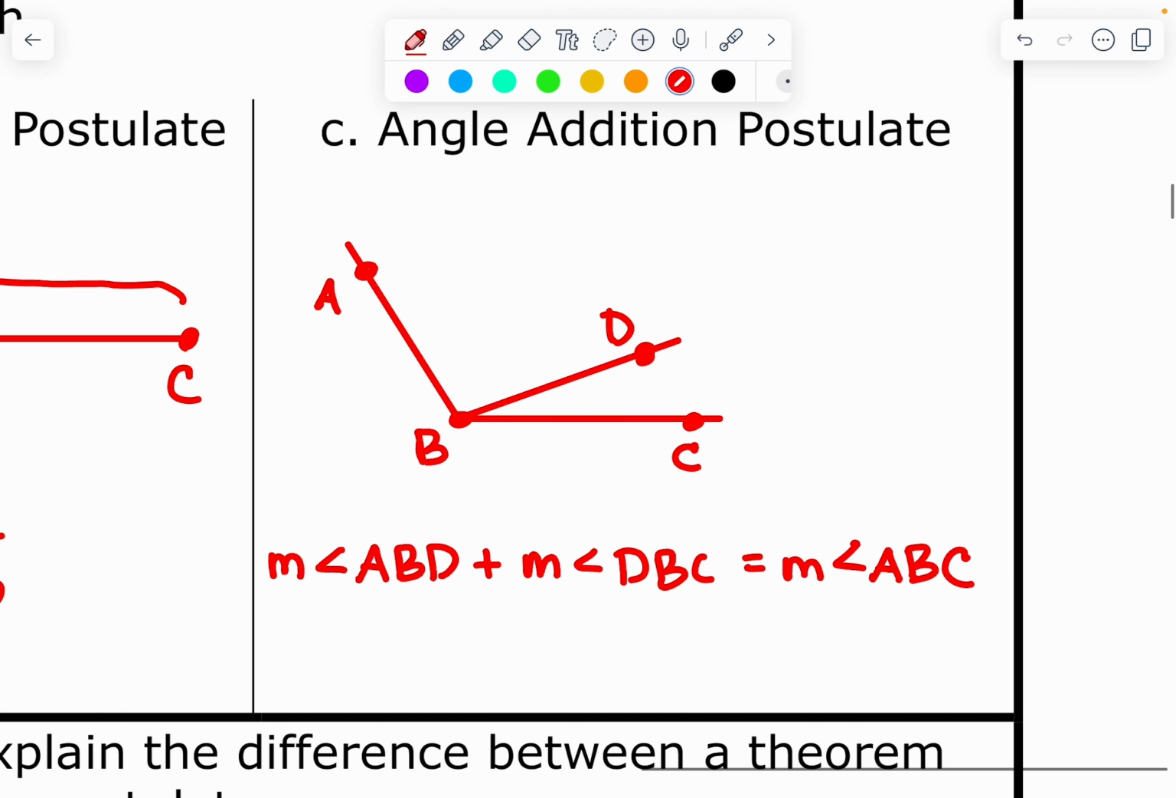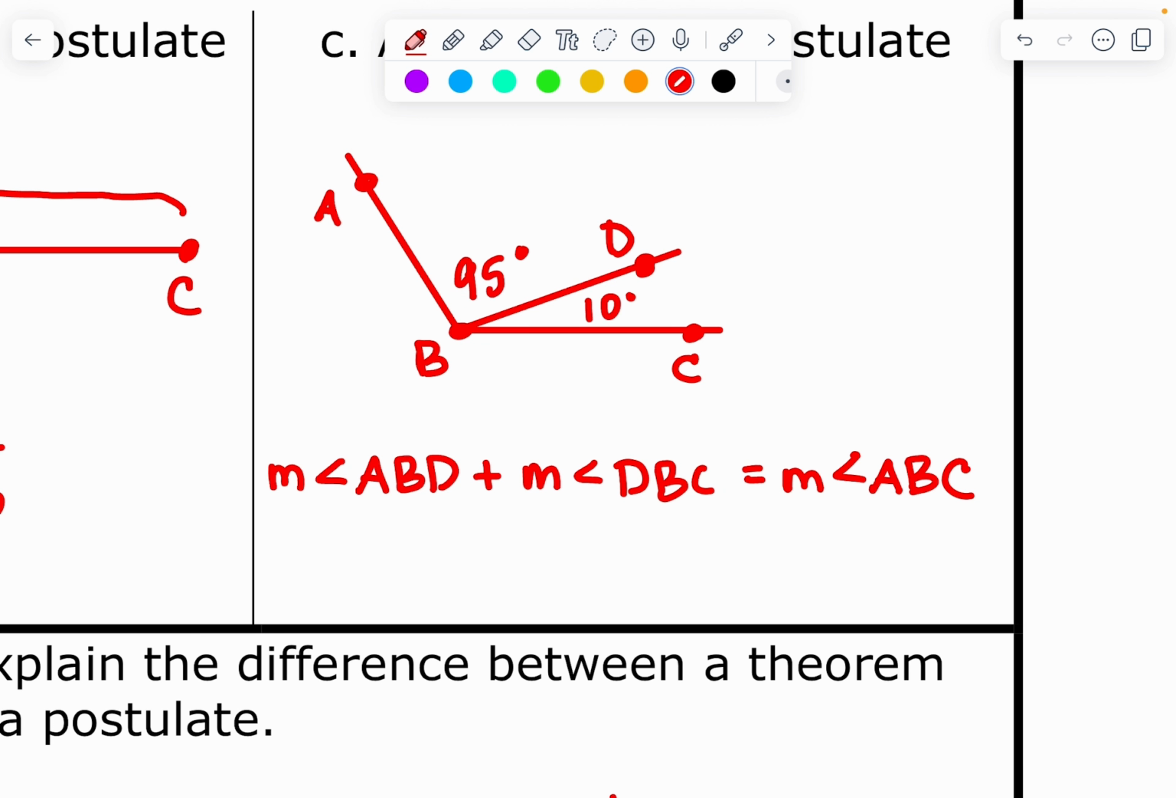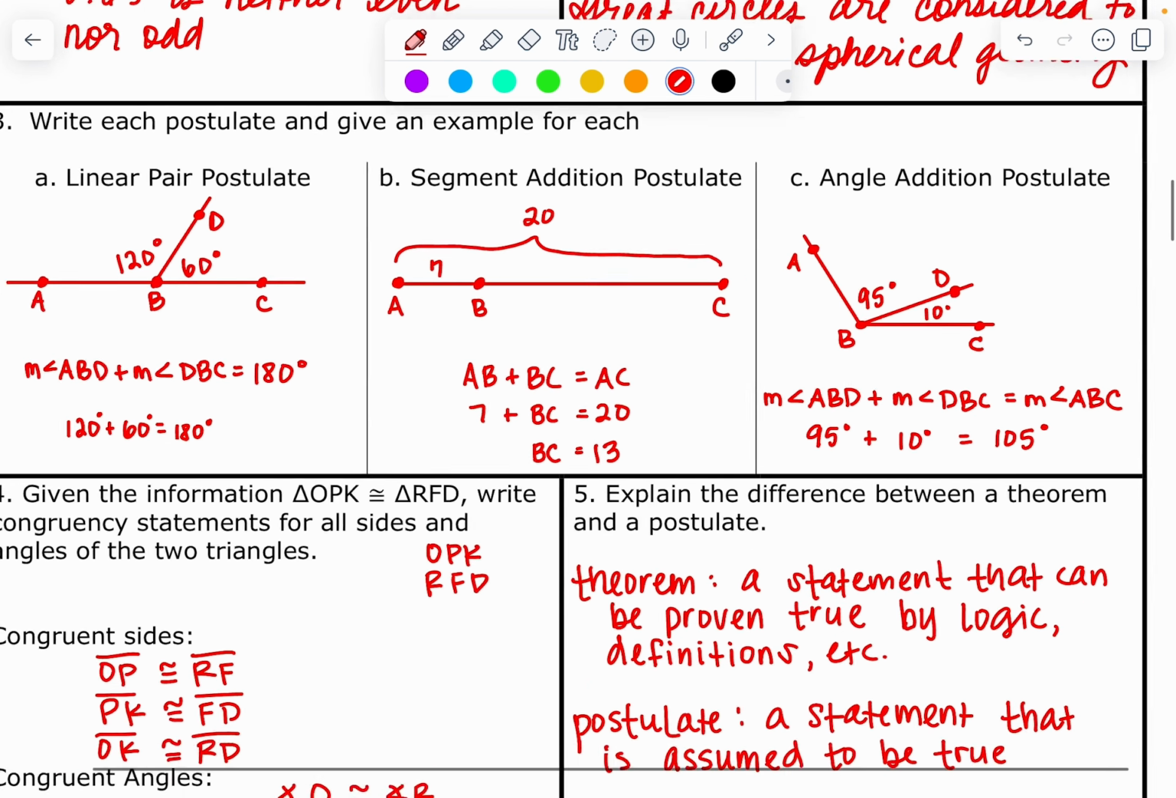And then for part C, angle addition postulate, let's say that this is 95 degrees and this is 10 degrees. So that would be ABD is 95 degrees. And if you added that to DBC, which would be 10 degrees, then the whole angle is 105 degrees. So that would be an example for angle addition postulate.